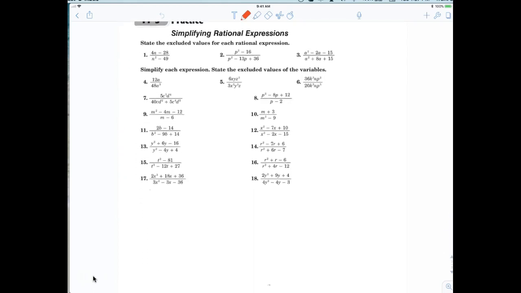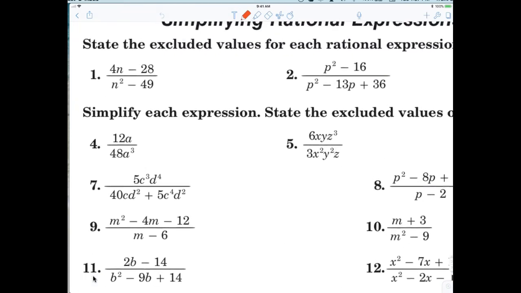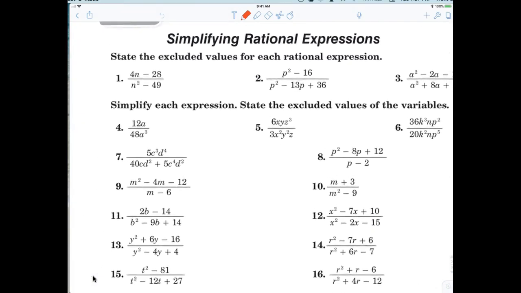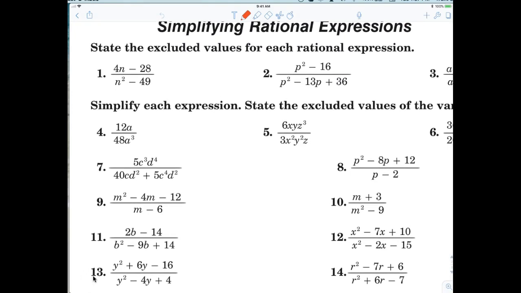Now, for today's assignment. First and foremost, we want to state the excluded values for each rational expression. First of all, what is rational? Rational is a fancy word for fraction. Ratio is a fraction. So rational expressions. An expression just doesn't have an equal sign involved. You're not solving, you're simplifying generally. Is everybody with me on this?